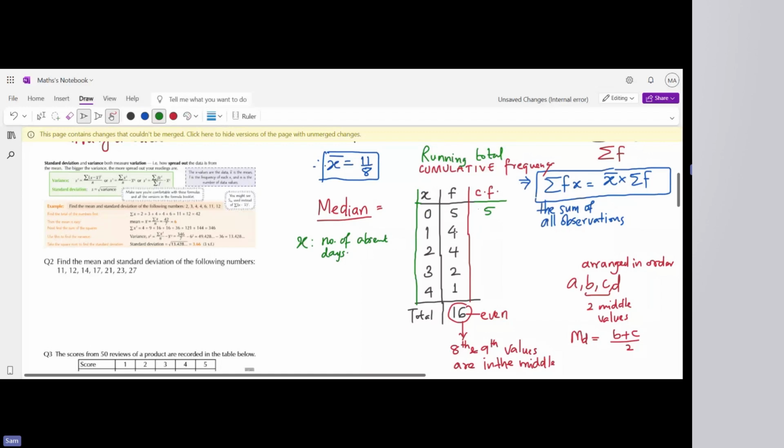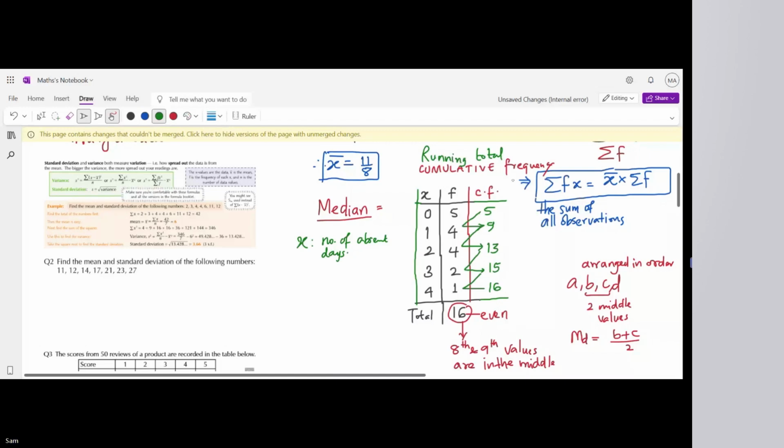Now if I ask you, how many students were absent for at most one day? 9. That's right, you're adding 4 to this, which gives 9. How many students were absent for at most 2 days? Then you're doing this plus this, and that gives you 13. Then you have 15, and then you have 16. So this is the running total.